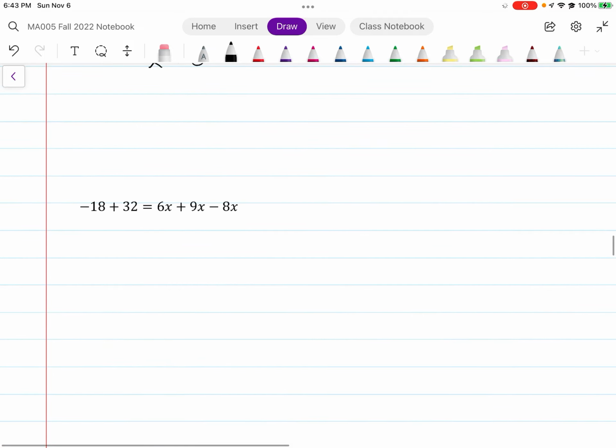All right, this one has the constants over on the left and the x terms on the right, and that's fine. Just combine like terms. So negative 18 plus 32 is 14. 6 plus 9 minus 8x is 7x. Now to solve for x, I'm going to divide both sides by 7. And I get 14 divided by 7 is 2 equals x. And again, you could go plug that in and double check.